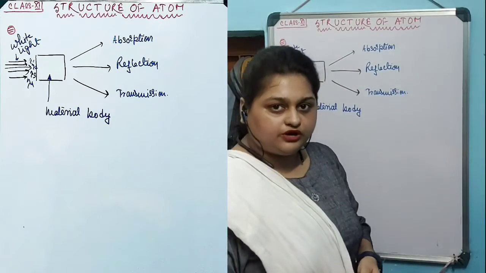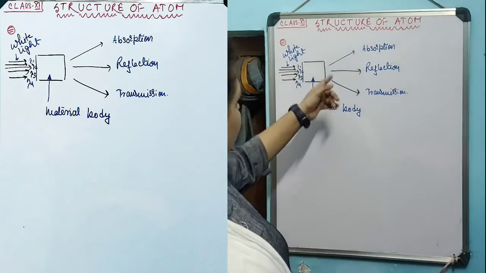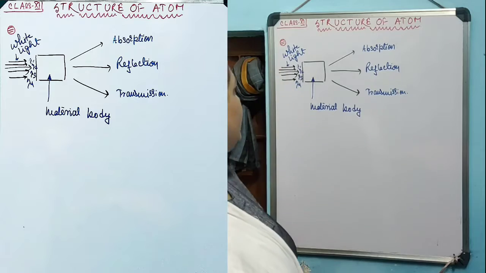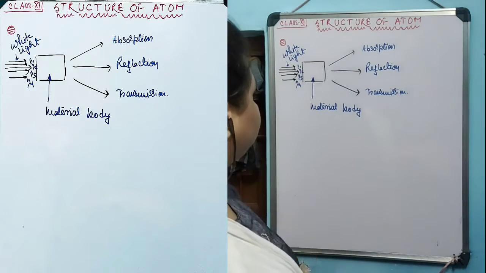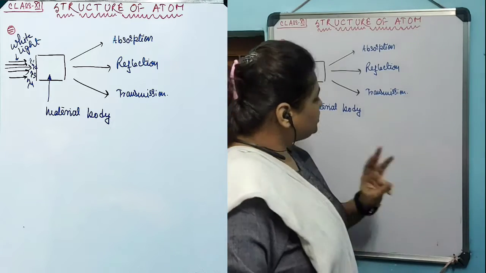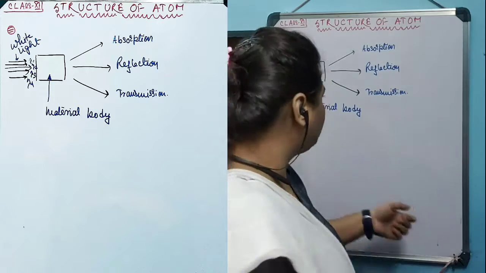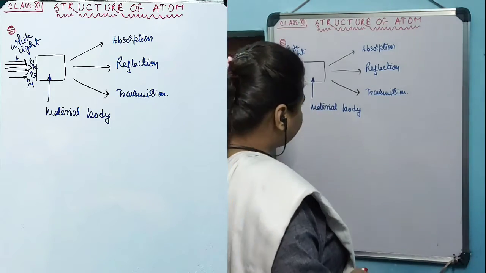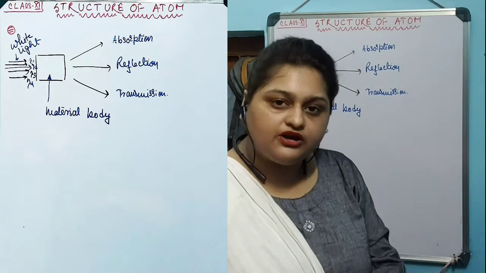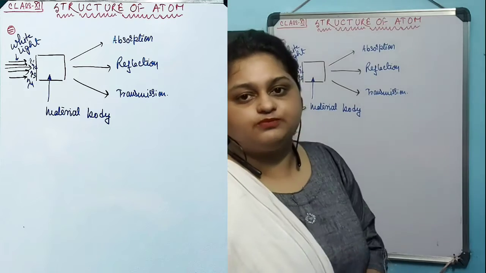When any material body is subjected to light, in this diagram I have drawn this light with its constituent different lambda values. When it is subjected to this light, there are three things that happen. First, some of the wavelengths get absorbed by this material body. Some of the wavelengths get reflected by this material body, and some of the wavelengths are transmitted through this body.